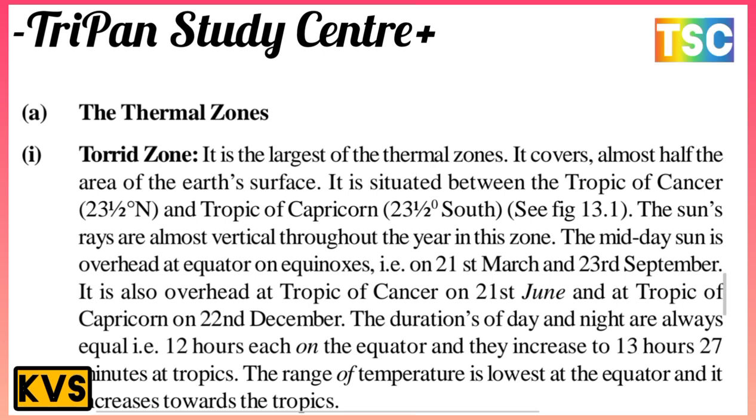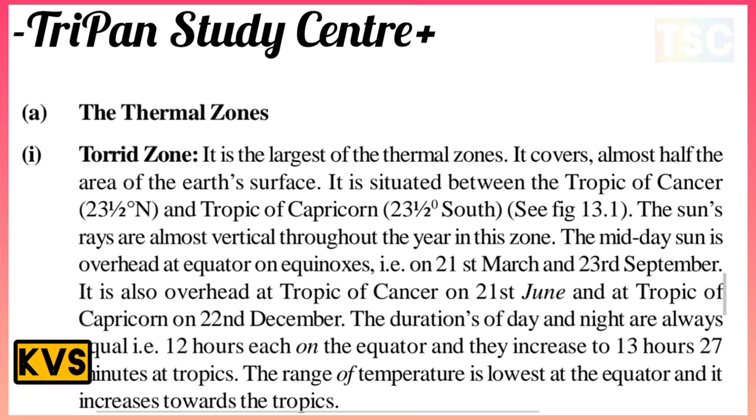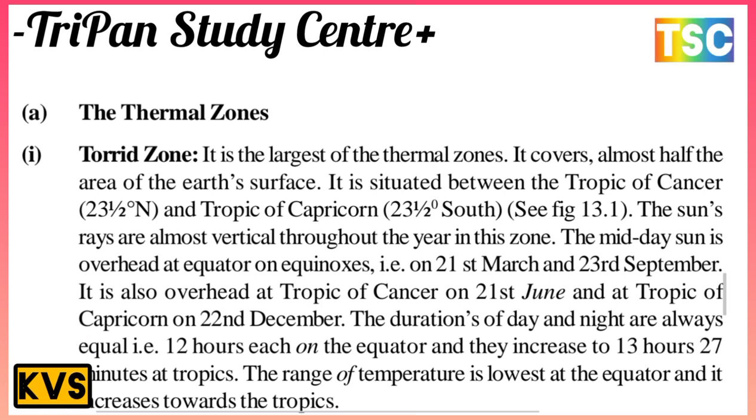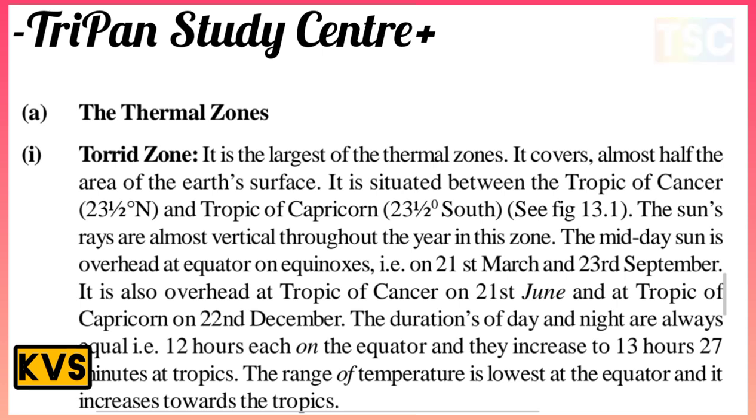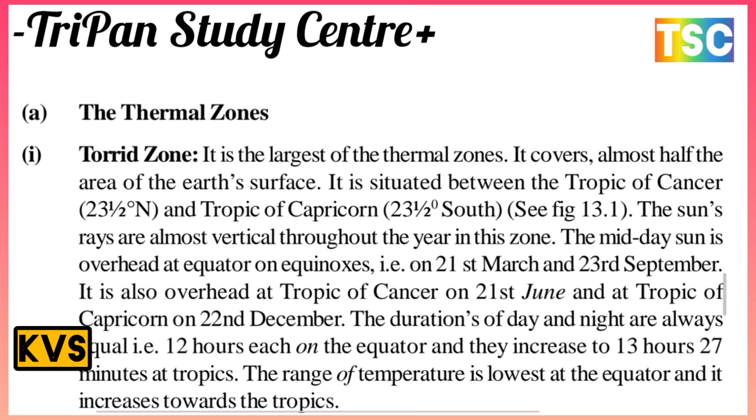The midday sun is overhead at the equator on 21st March and 23rd September. It is also overhead at the Tropic of Cancer on 21st June and at the Tropic of Capricorn on 22nd December. The duration of the day and the night are always equal, 12 hours each, at the equator, and then increase to 13 hours 27 minutes at the tropics. The range of temperature is lowest at the equator and increases toward the tropics.